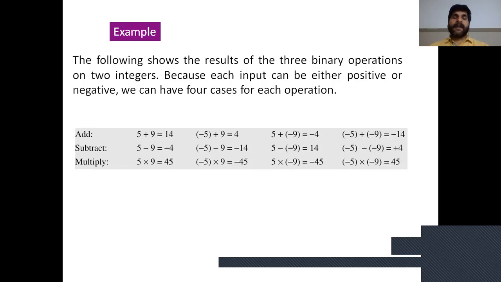Multiplication: 5 into 9 is 45, minus 5 into 9 is minus 45, 5 into minus 9 is minus 45, and minus 5 into minus 9 is 45. These are the four binary operations performed in addition, four in subtraction, and four in multiplication.